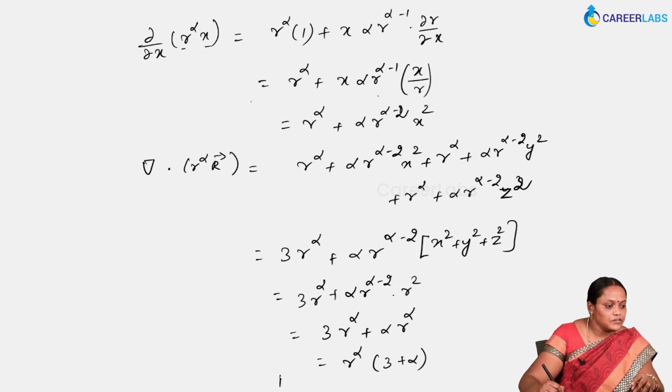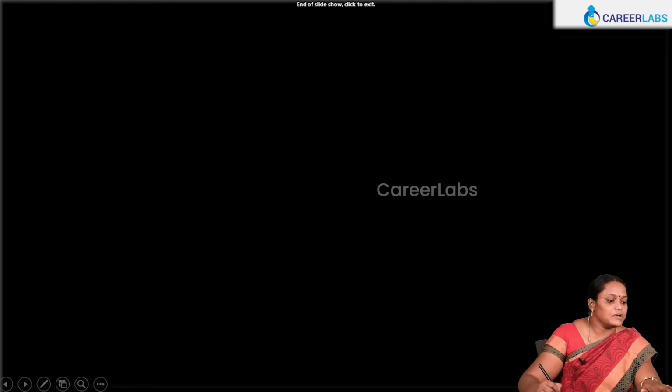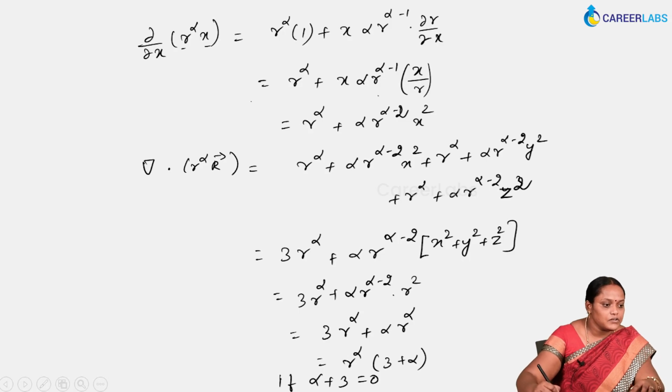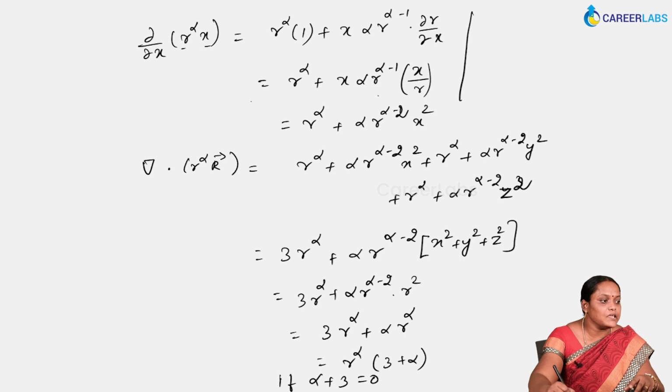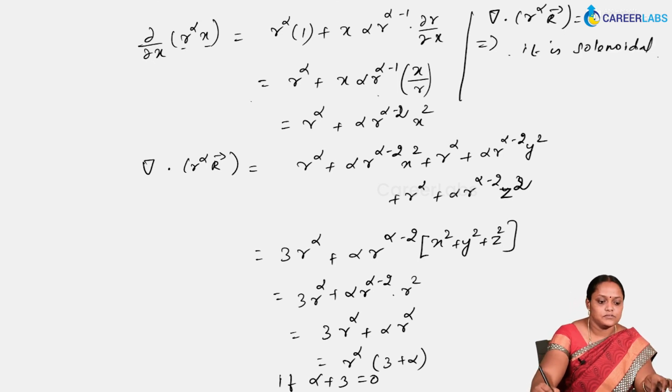So if alpha plus 3 is equivalent to 0, this divergence will become zero. Therefore, if we choose alpha plus 3 equal to 0, we get del dot product with r to the power alpha into r vector equivalent to 0, which implies it is solenoidal. Okay, so I will stop with this.